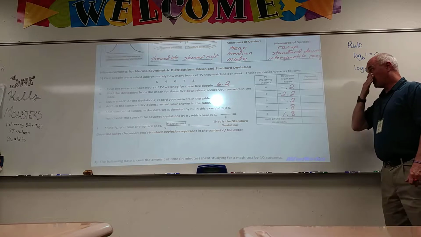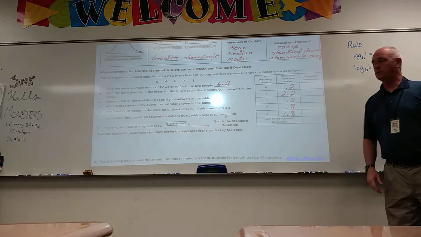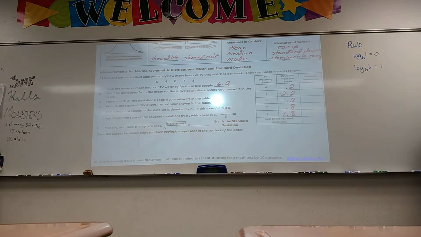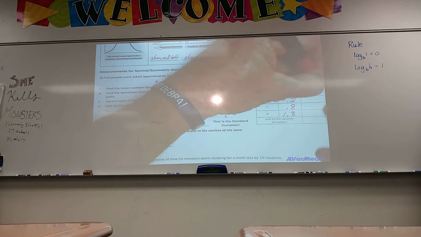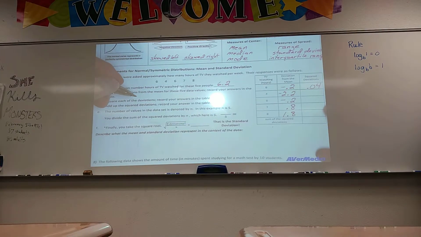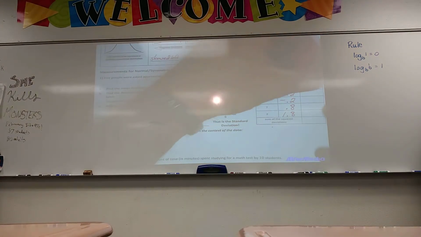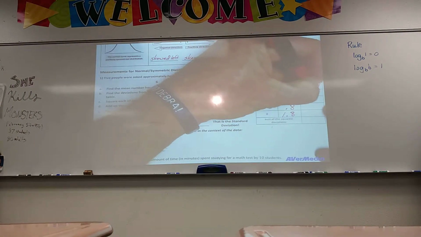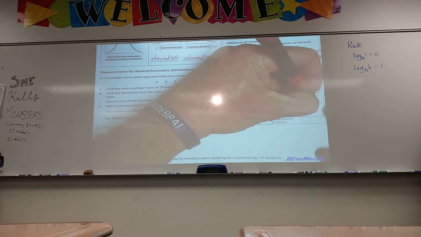Part C says square each of these deviations. We're going to put that over here. So if we square negative 0.2, what do we get? 0.04. Positive or negative? Positive. 2.2 squared? 4.84. Negative 0.2 squared again?